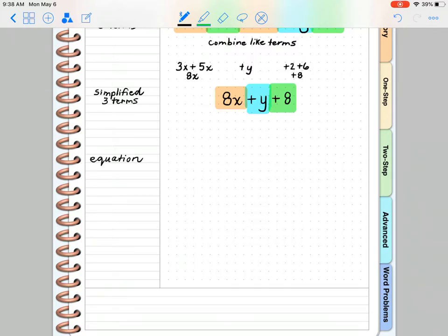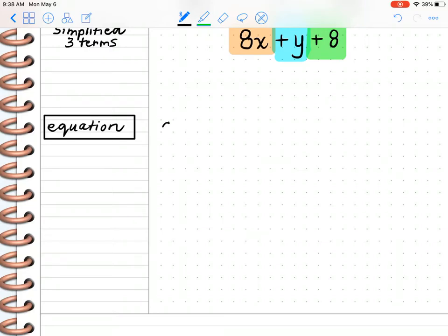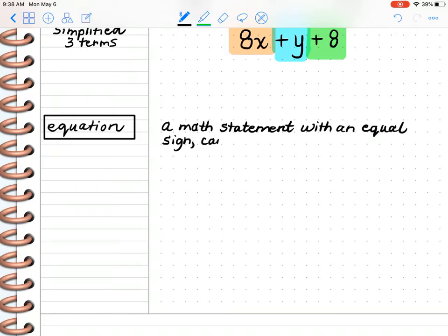And an equation is one of the most fundamental pieces of mathematics. If we could not write equations, we would not be able to do very much with math. An equation is a math statement with an equal sign. And as soon as I put in an equal sign, it can be solved.